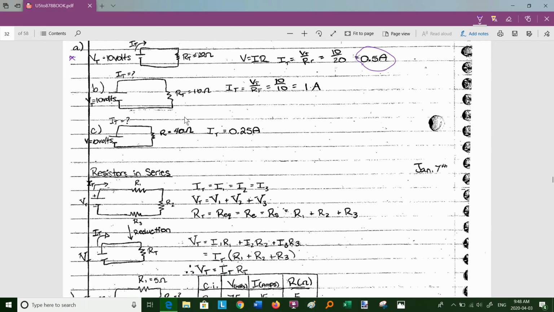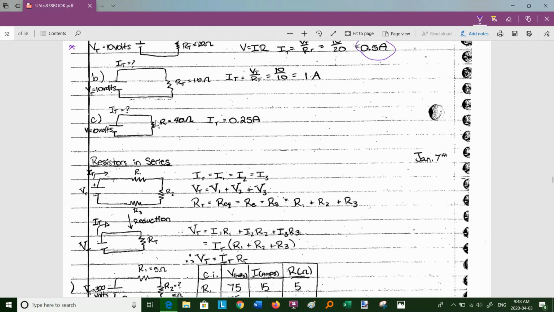In my third example, I'm going to have a lot more resistance. I'm going to have 40 ohms of resistance, so my current is going to be 10 over 40, or 0.25 amps going through in that case. Okay, so those are simple circuits.